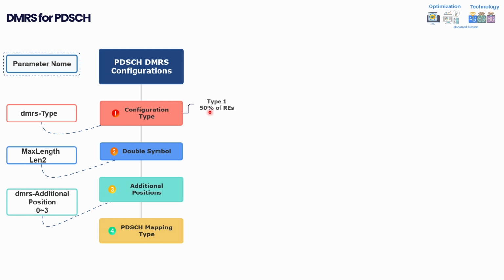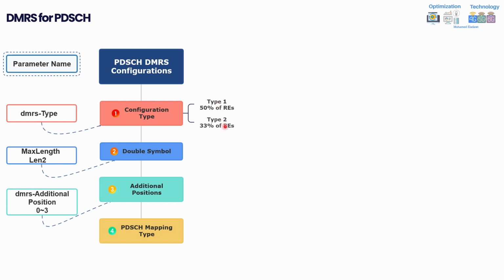Assuming you now have one symbol of DMRS, you will have 50% of the resource elements within this symbol being used for the DMRS. I will now try to visualize this part to make it clearer for you. The second type is called type 2, which has 33% of the resource elements. This allocates every third subcarrier resource element, as I remember.